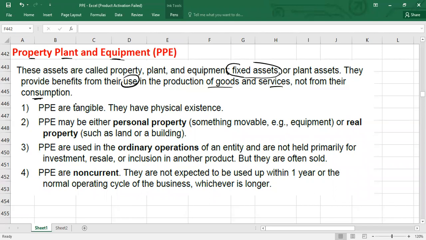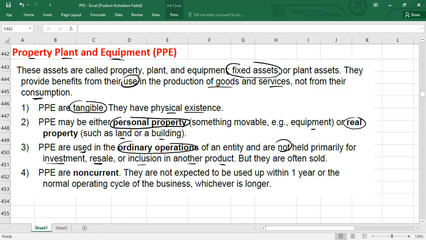First of all, property, plant and equipment are tangible assets. Tangible asset means to say they have physical existence. And secondly, property, plant and equipment could be personal property. Personal property means something which is movable like equipment, or it could be real property such as land and building. So property, plant and equipment are used in the ordinary operation of the entity, and these are not held for the purpose of investment, resale, or inclusion in any other product.